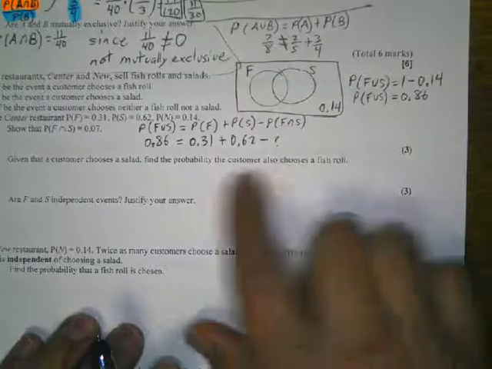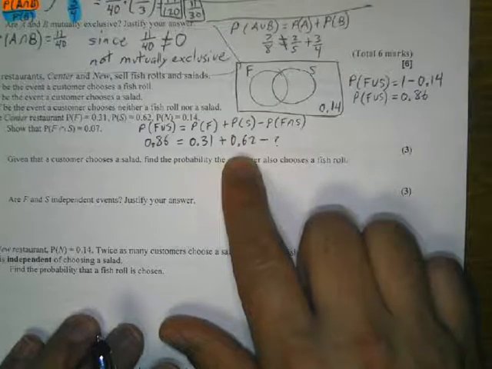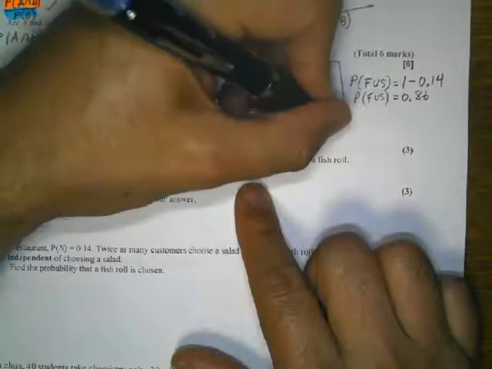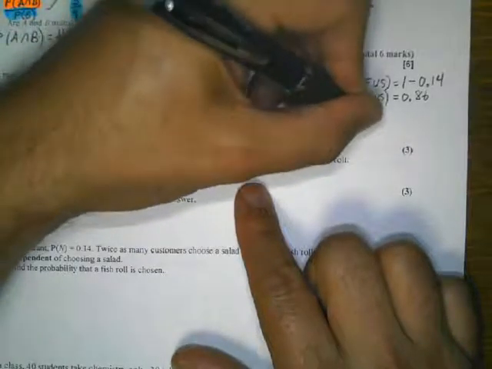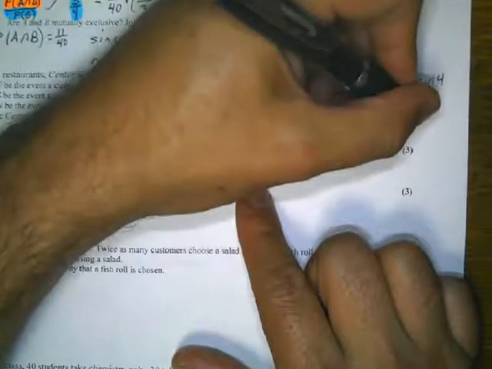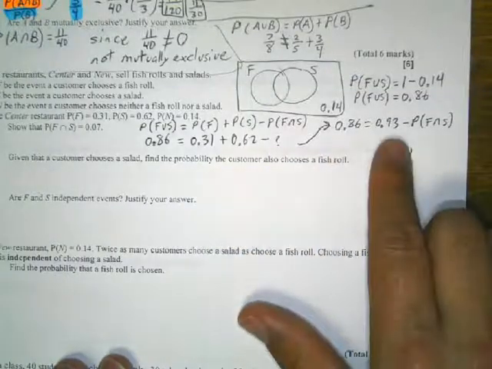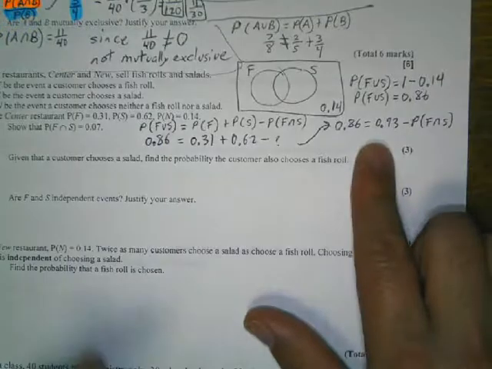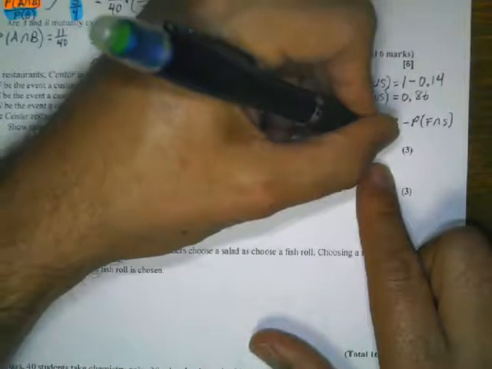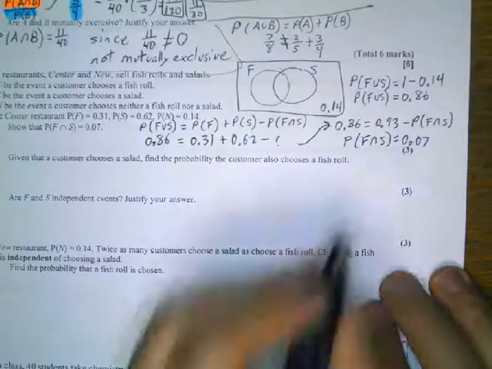So if I add 0.31 to 0.62, we end up with 0.86 equals 0.93 minus that intersection here. So if I subtract that on both sides, we're going to end up with the probability of F intersection S equals 0.07. Okay.